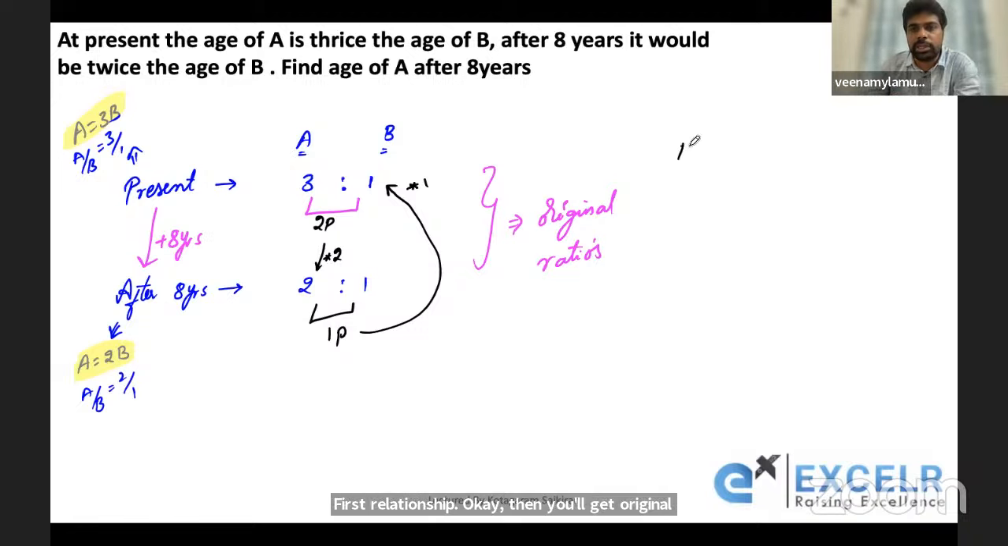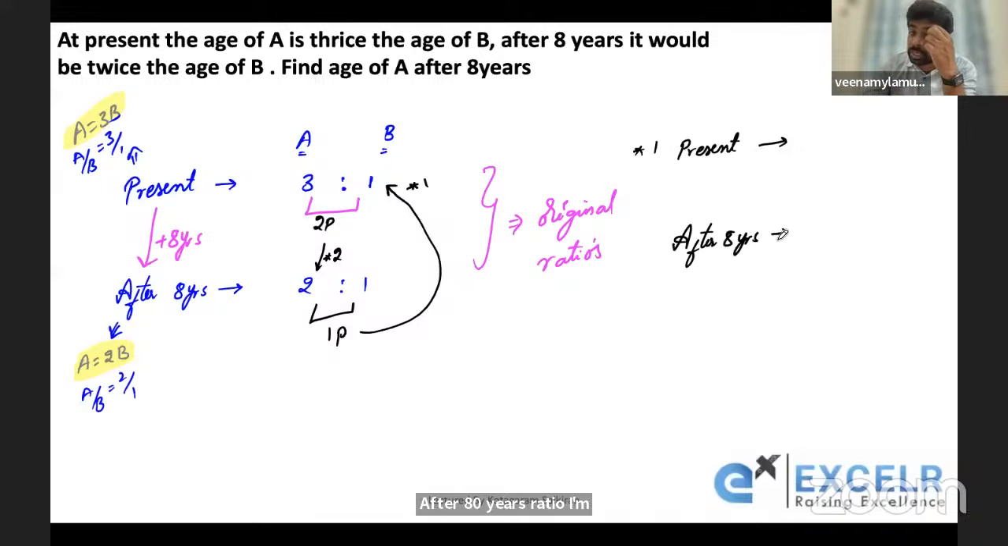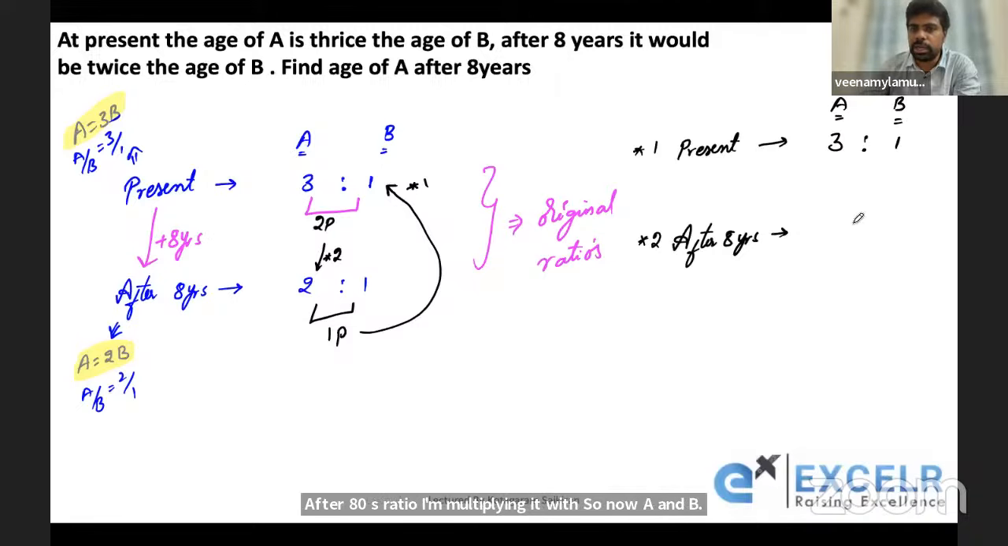So what are the original ratios? The present ratio, I am multiplying with 1. The after 8 years ratio, I'm multiplying with 2. So now A and B: this is 3:1 and this is 4:2.